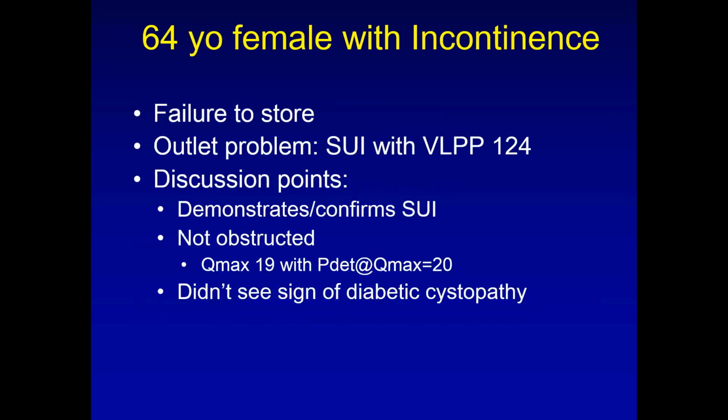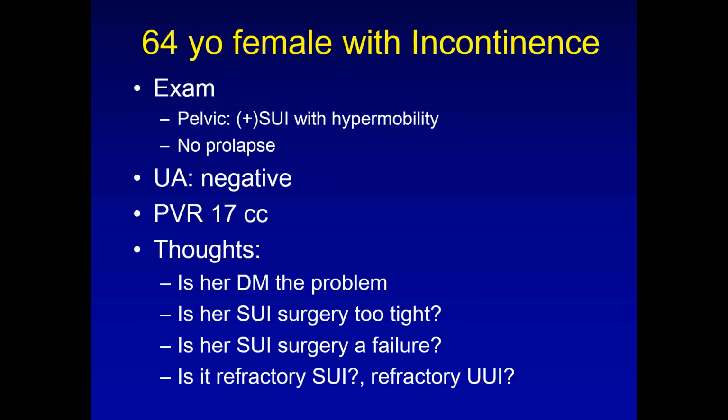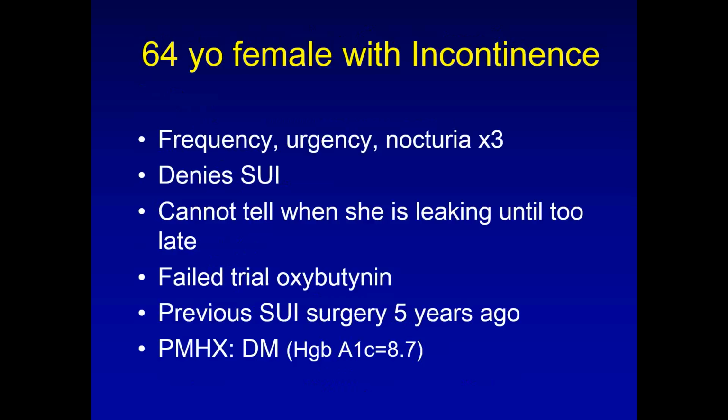Failure to store. She has stress incontinence, even though she didn't really have it. Confirmed it. She's not obstructed, and there's no evidence of diabetic cystopathy. So here you used your urodynamics to rule out that the other sling had caused a problem. You ruled out that diabetes wasn't causing any issues, and you put her symptoms into a reality check: even though earlier she says she doesn't have stress incontinence, her leaking is really stress incontinence.